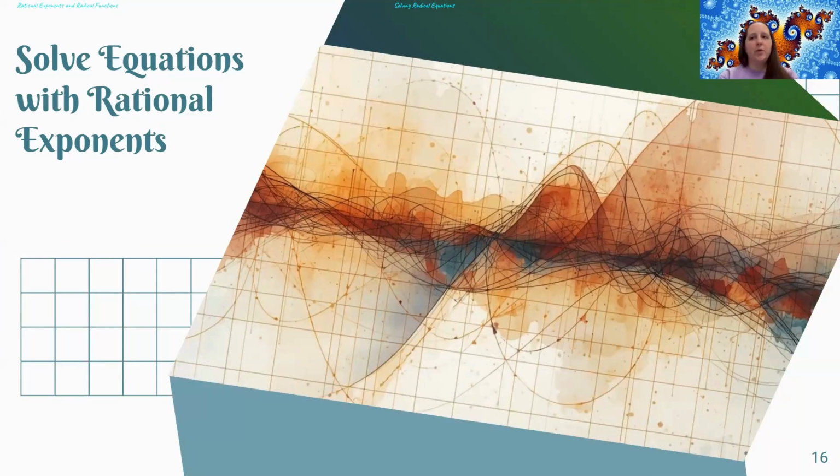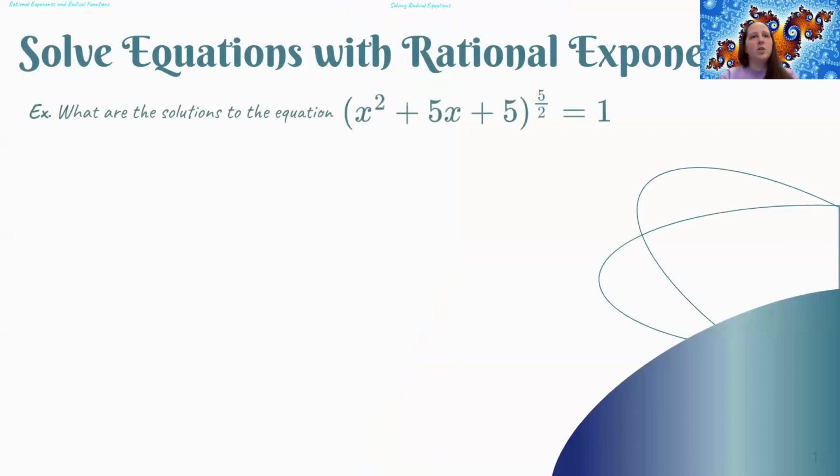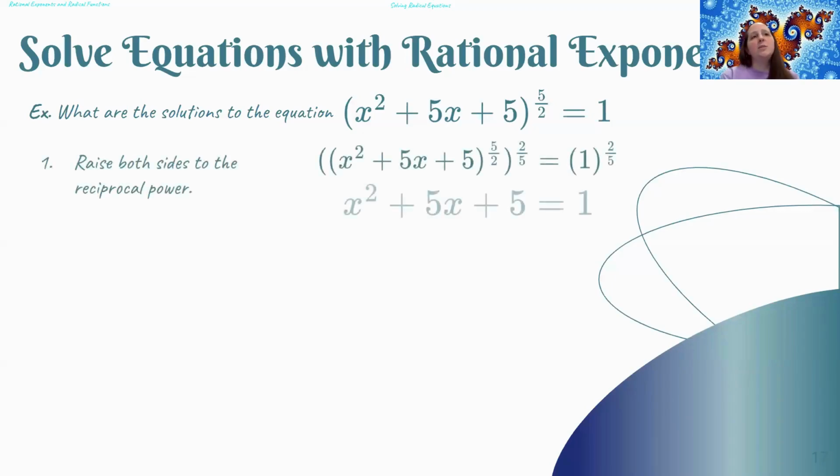Solve equations with rational exponents. What are the solutions to the equation, the quantity x squared plus 5x plus 5 to the 5 halves power equals 1? So the first thing I want to do is raise both sides to the reciprocal power. My reciprocal power basically just means I'm taking that exponent and flipping it. So numerator becomes denominator, denominator becomes numerator. So instead of 5 halves, I would get 2 fifths. So I'm going to raise both sides of the equation to 2 fifths.